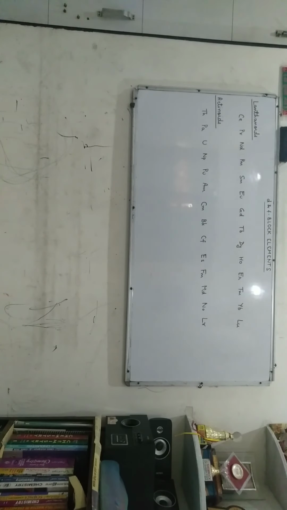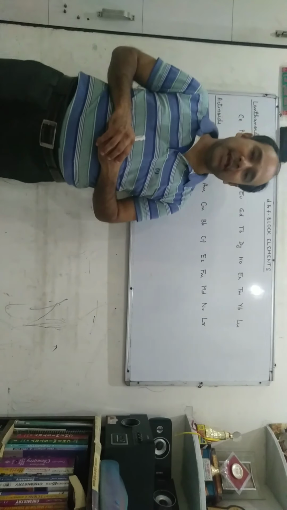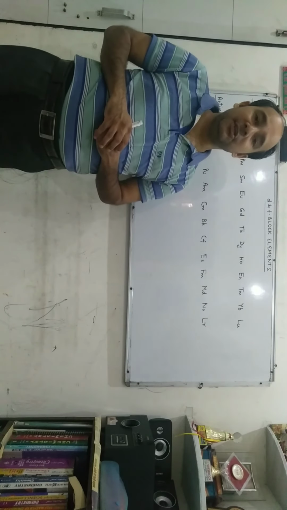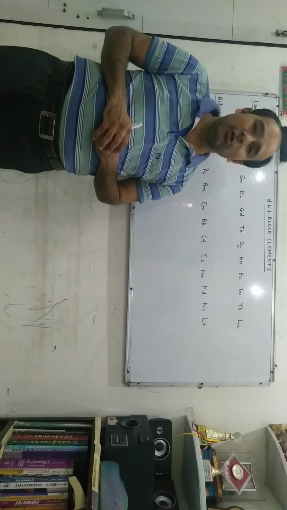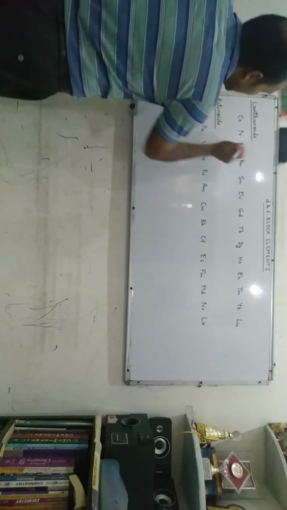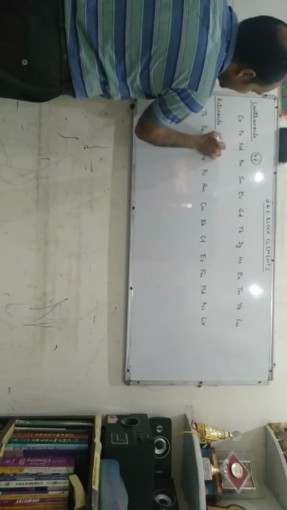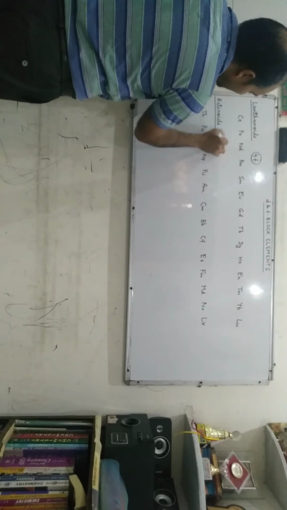Good morning class. Today we discuss lanthanoids and actinoids. These are called f block elements. Students, f block elements consist of two series, lanthanoids and actinoids. Lanthanoids involve filling of 4f orbitals, while the actinoids involve the filling of 5f orbitals.